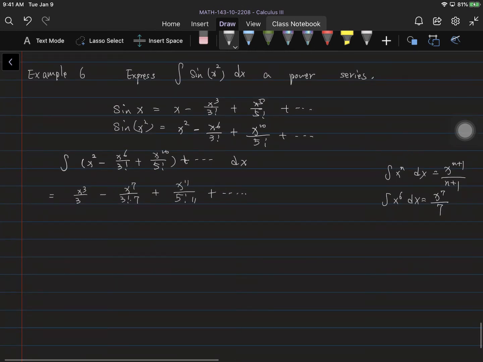Then now you can try this one. Evaluate this as an infinite integral. So express this as, find the power series.